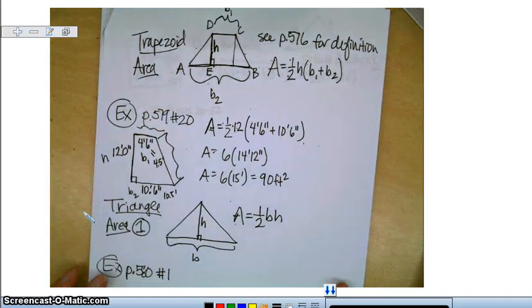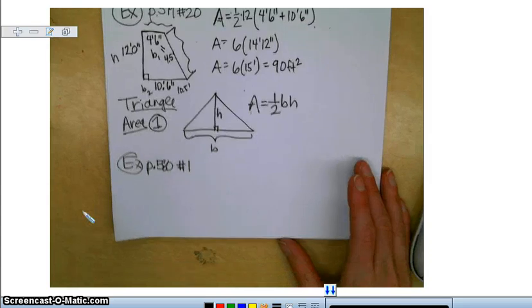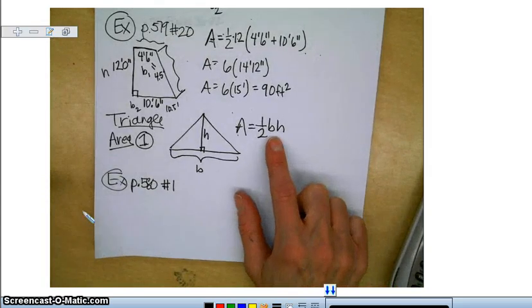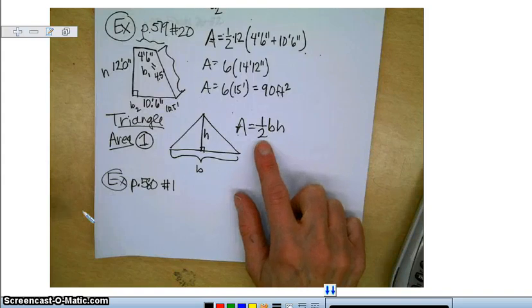That's the area. Alright, the area of a triangle is like half of a rectangle, or half of a parallelogram. Base times height, and multiply it times 1/2.